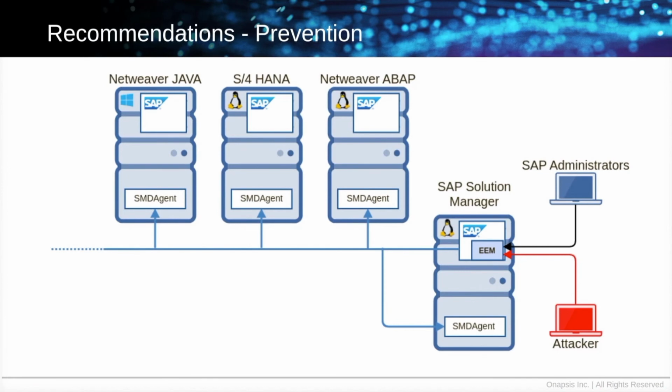These previous recommendations were about the application layer, right? But if we go to the network layer, there are still things that we can do. For example, one of the best things we can do is to avoid everyone accessing the Solution Manager and just let your SAP administrators go through a network and access the Solution Manager.